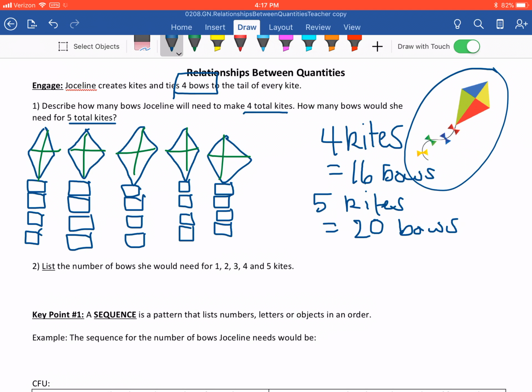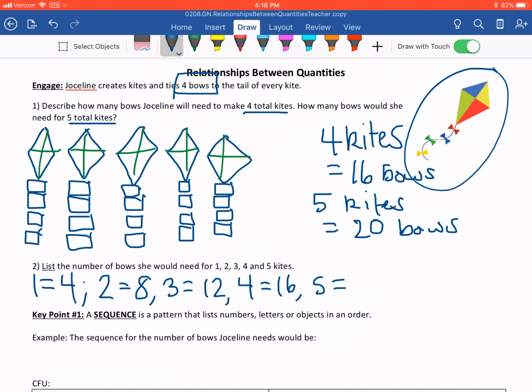So, the next part. List the number of bows she would need for 1, 2, 3, 4, 5 kites. 1 kite equals 4. 2 equals 8. 3 equals 12. 4 equals 16. And the last one, 5 equals 20. All right, you see this here. It's key point number 1.